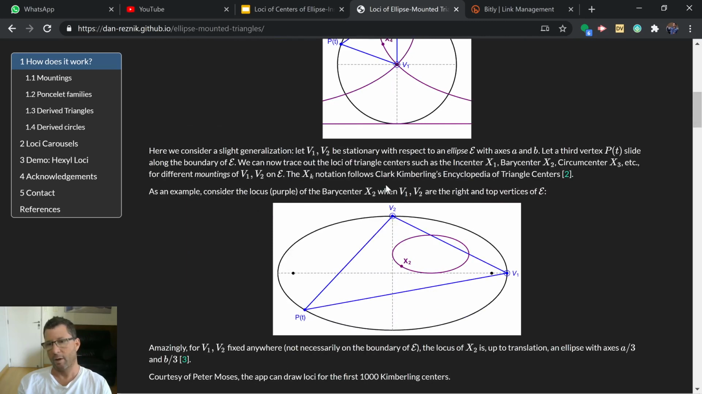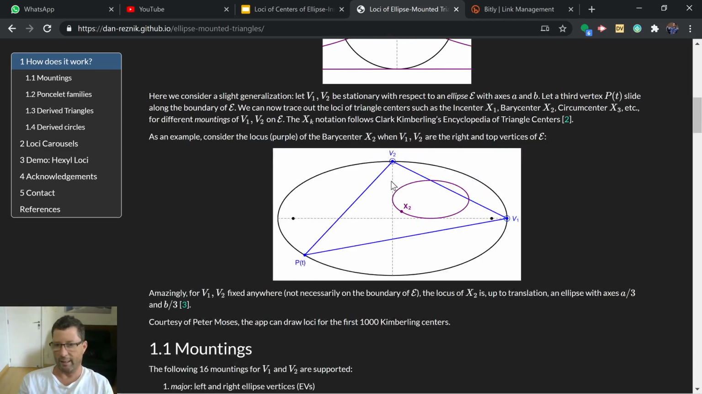Very quickly we said, oh, what if V1 and V2 are affixed to points on an ellipse, for example, the right vertex and the top vertex, and you're going to be sliding P of t along the ellipse while keeping V1, V2 stationary. What are you going to get, for example, for the centroid, the barycenter x2 of this one-dimensional family? It turns out you get another ellipse, and for the case of the barycenter, you always get the same ellipse with axes that are 1/3 of the major and minor axes of the original ellipse.